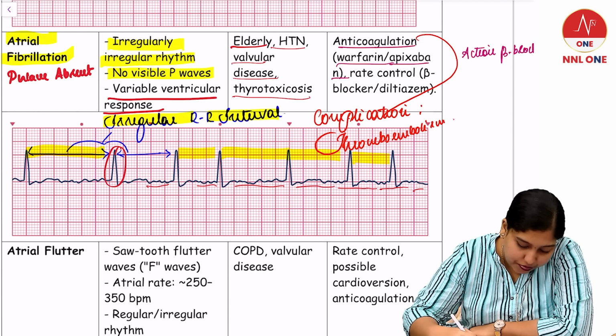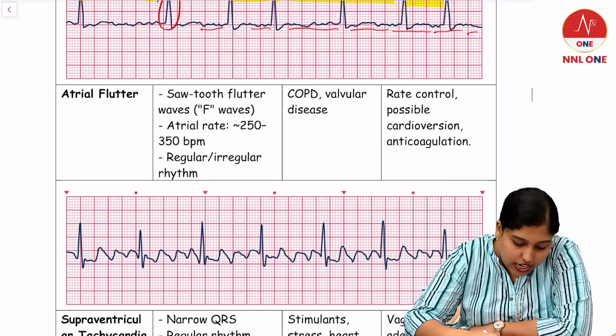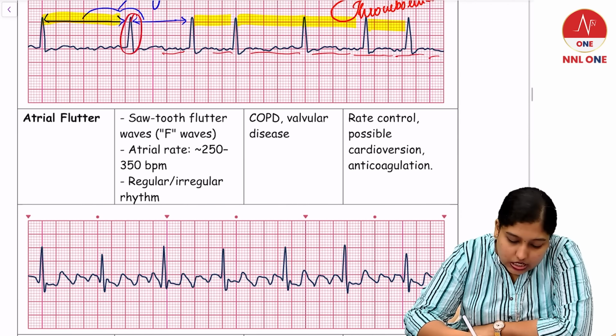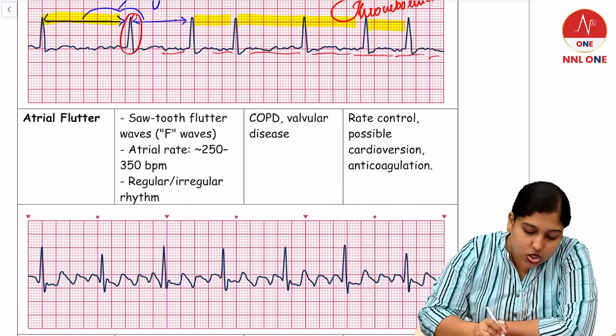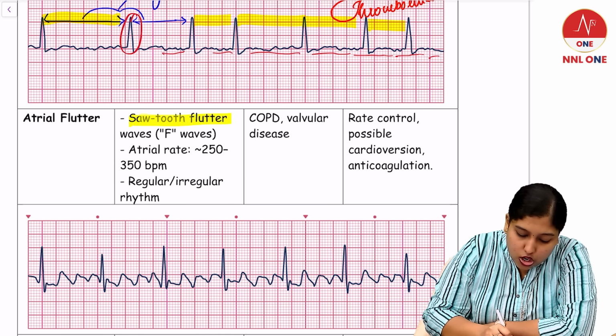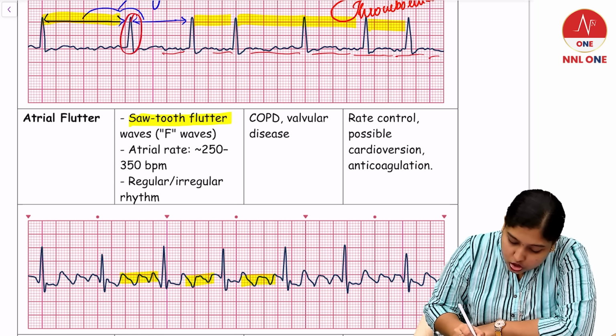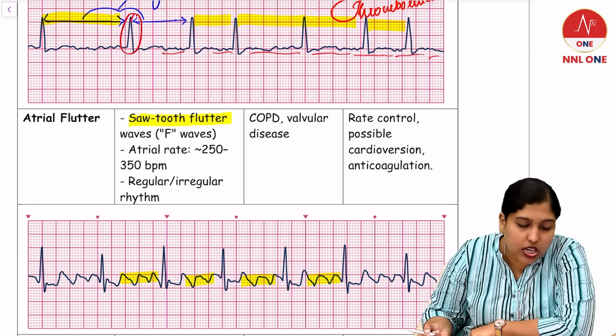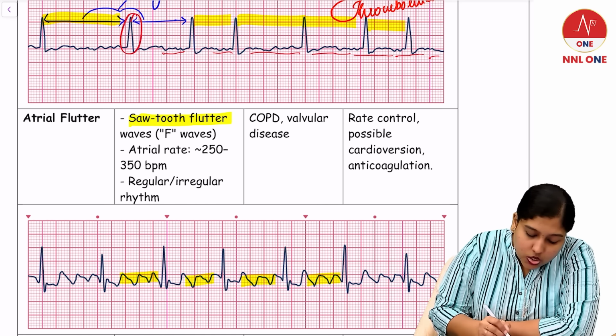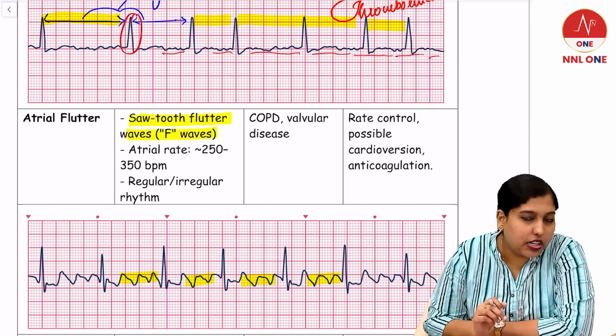You can see. Next we are going to talk about atrial flutter. The classical sign of atrial flutter is the sawtooth appearance. This is the sawtooth pattern which you can see in the case of atrial flutter, otherwise termed F waves.